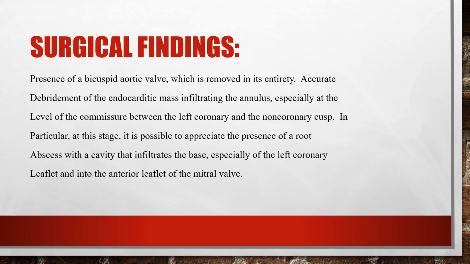So the patient went for surgery, and in the surgery they confirmed the presence of a bicuspid aortic valve. It was removed entirely, and they saw endocarditis mass infiltrating the annulus at the level of the commissure between the left coronary and non-coronary cusp. At this stage, they were able to see that there is an aortic root abscess, and there is a cavity infiltrating the base, especially the left coronary leaflet, and into the anterior leaflet of the mitral valve.